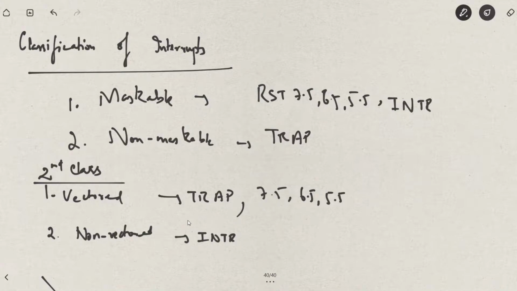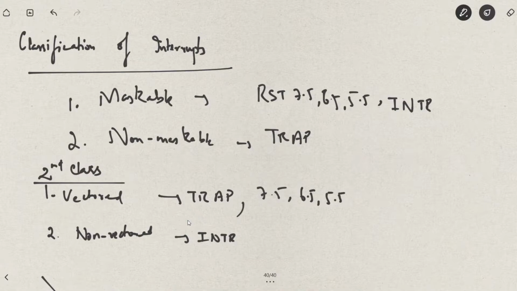What is a vectored interrupt? In case of a vectored interrupt, the address of the interrupt service routine is pre-specified and fixed. The interrupt service routine is a subroutine that is meant for servicing the interrupt. So if the address is pre-specified and fixed, it is known as a vectored interrupt. If the address is not pre-specified or fixed, it is known as a non-vectored interrupt. So any subroutine can be used for servicing the interrupt in case of a non-vectored interrupt. So these are your classifications of interrupts.